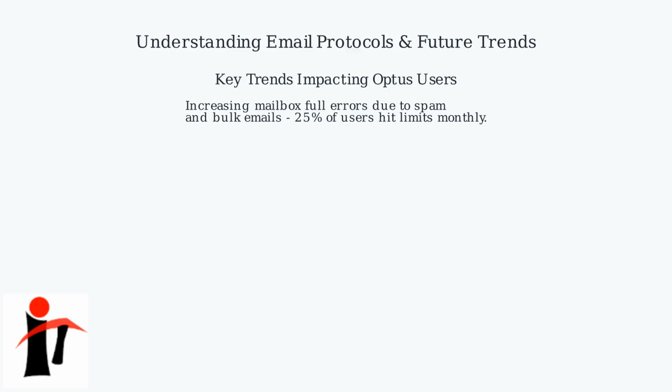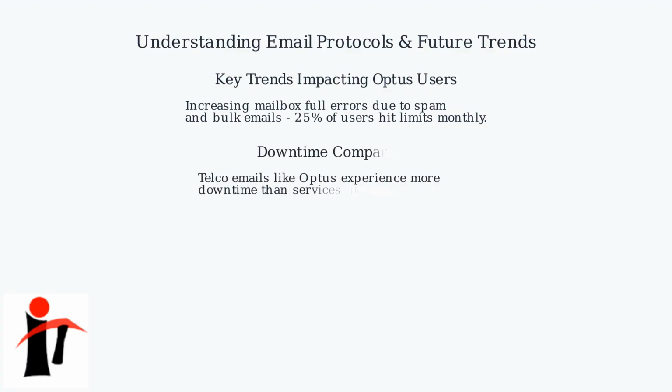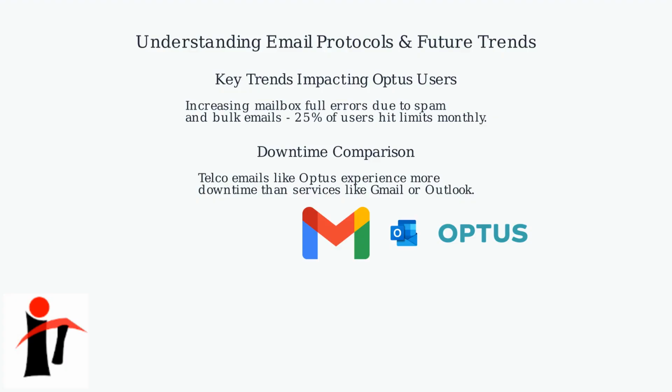Statistics show that 25% of Optus users hit their storage limits every month. Additionally, telco email services like Optus experience more downtime compared to big tech alternatives like Gmail or Outlook. This highlights the importance of having backup options.